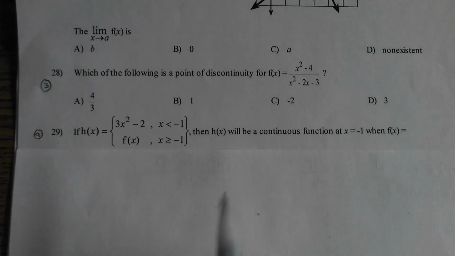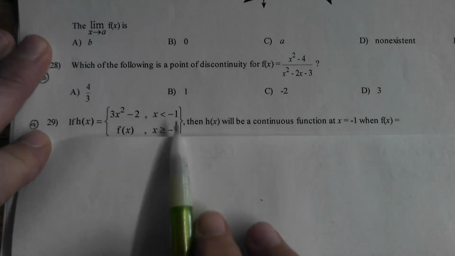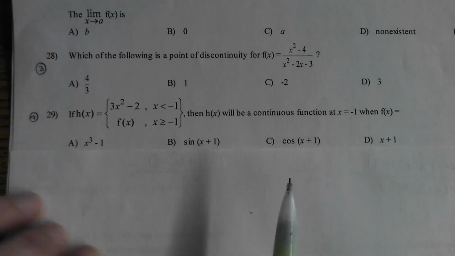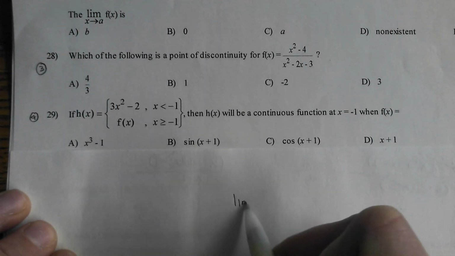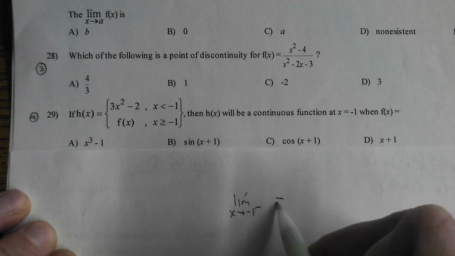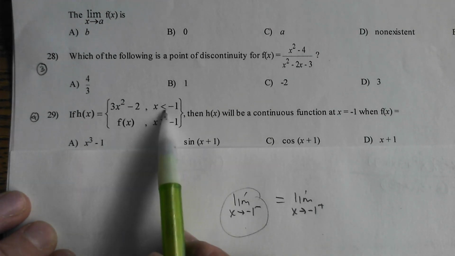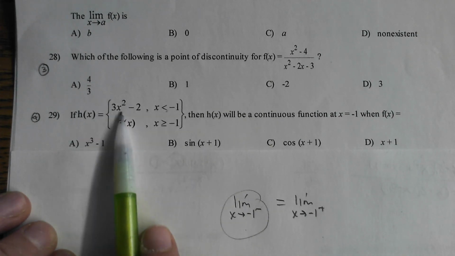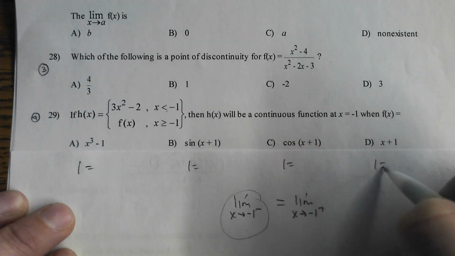29 is more of a guess and check because you don't have the second function. It asks you, h of x will be continuous at -1, which is the obvious place we're interested in because that's where the jump occurs, when f of x equals what? So we pretty much have to guess and check on this one. Always, if we want it to be continuous, the limit as we approach -1 from the left needs to equal the limit as we approach -1 from the right. The limit from the left uses the top equation, so that's always going to be the same for every one of these options. So 3 times 1 is 3, 3 minus 2 is 1. So it's 1 for all of these as you approach from the left.